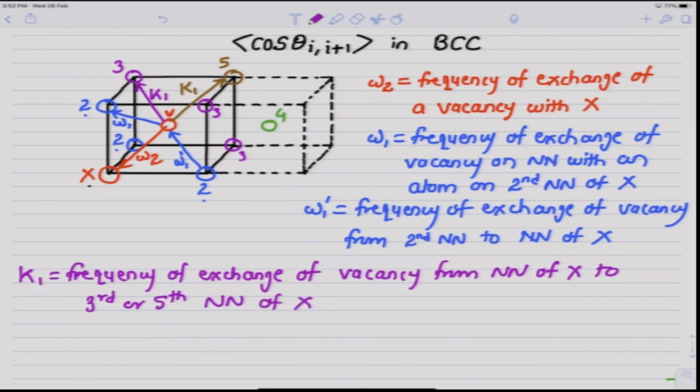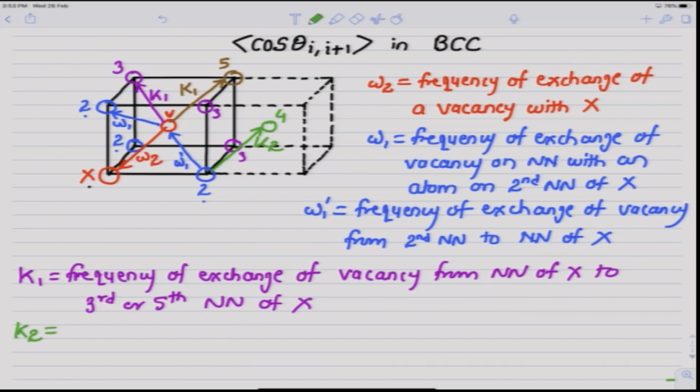And then the vacancy can escape the first or second coordination shell of X by jumping from this second nearest neighbor onto the fourth nearest neighbor, which does not actually lie in the first or second coordination shell of X. It is inside the next cube, on the right hand side, the body center atom of the right hand side, as I have shown here by number 4. This is denoted as K2.